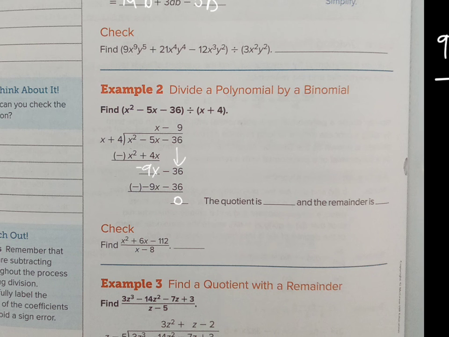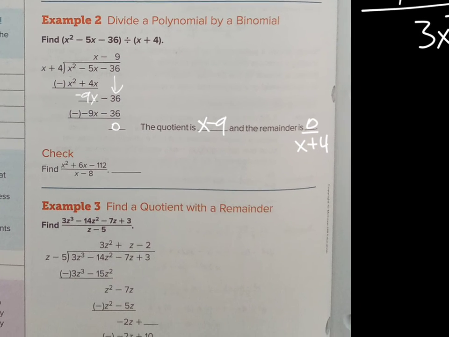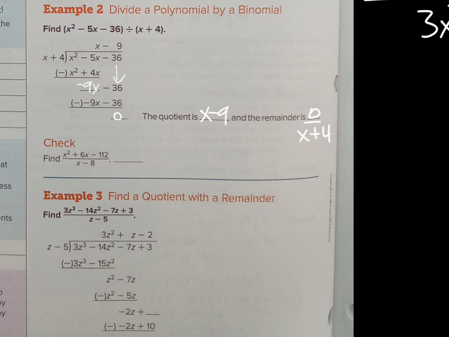So then the quotient, again, the answer, is just x minus 9. And the remainder in this case is 0. And so I would get in the habit of doing 0 over whatever you're dividing by. So this is a good answer also. Okay. So let's take a look at the check. So again, it satisfies the requirements of the degree and the denominator being lower.